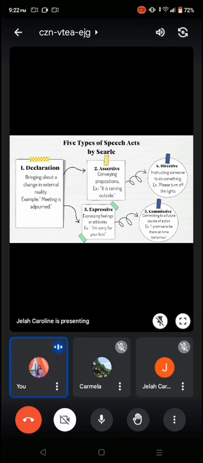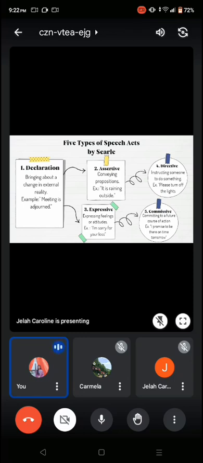Next, we have assertive. This speech act conveys a proposition that can be either true or false. Saying it is raining outside is an example of an assertive statement as it presents a factual claim about the weather. Moving on to the third one, we have expressive. This speech act expresses the speaker's feelings or attitudes. "I'm sorry for your loss" is an expressive statement conveying sympathy.